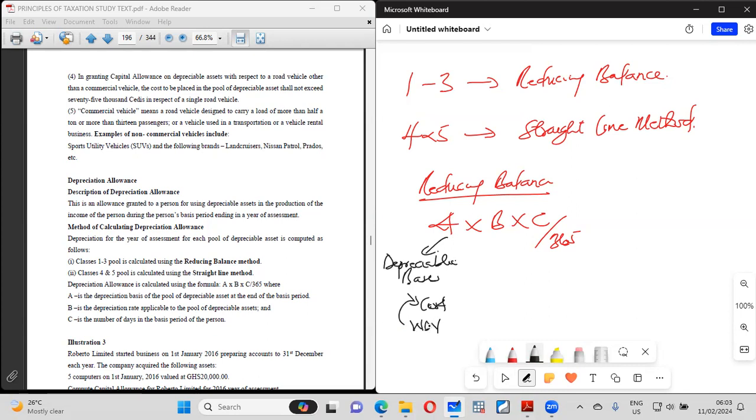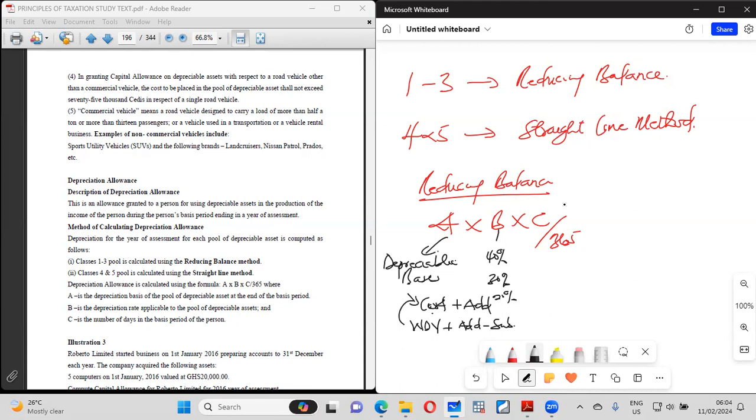Now, if you have cost and you bought additional ones, you add. Or you have a WDV and you buy additional ones, you add them. If there is a disposal, you subtract the disposal. So basically that is how you get your depreciable basis. Then what is B? B is the rate. So if it is class 1, we know it is 40%. If it is class 2, it is 30%. If it is class 3, it is 20%. That is the rate.